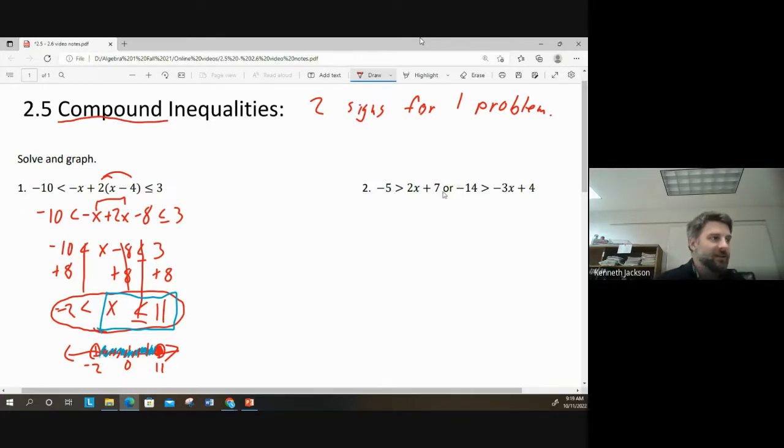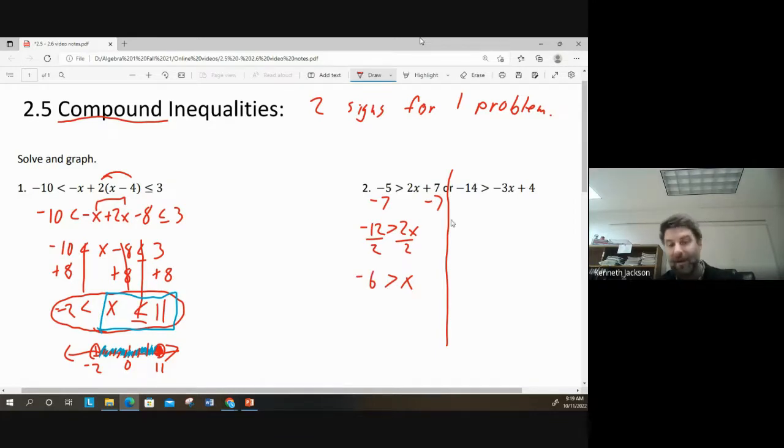Now, number 2, you'll see what we have this word or. That does not mean solve this one or that one. That means I need to solve them both. I have to solve both of these. It is a compound inequality. And to solve them both, again, I do the steps from chapter 1 and early chapter 2. To get rid of a plus 7, I subtract. To get rid of a times 2, I divide. That's x is less than negative 6, or you could say negative 6 is greater than x.